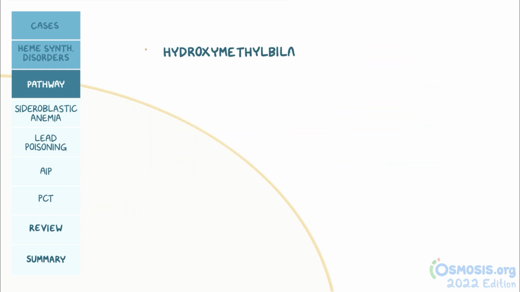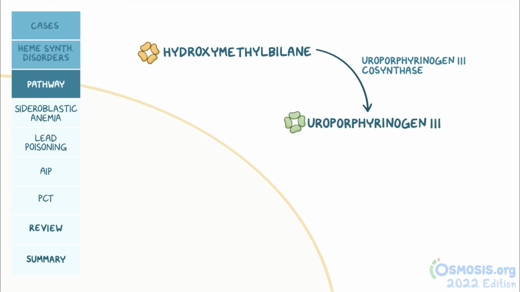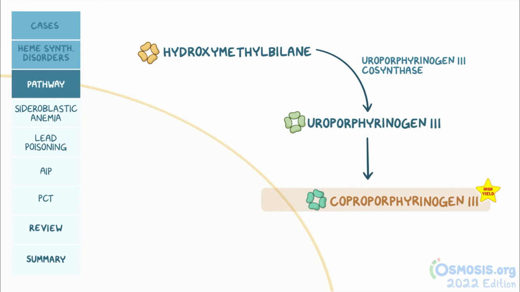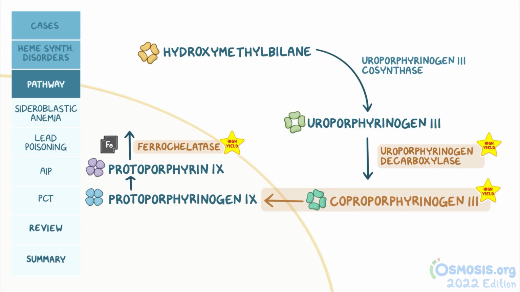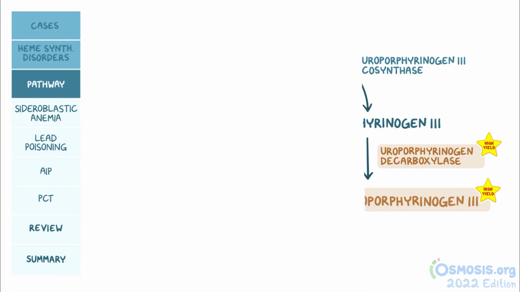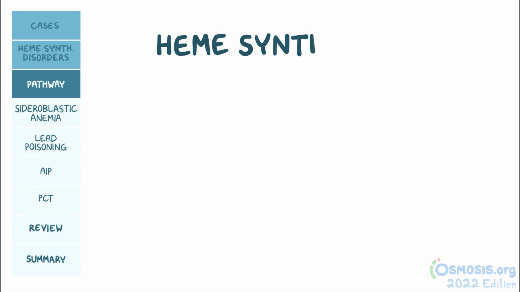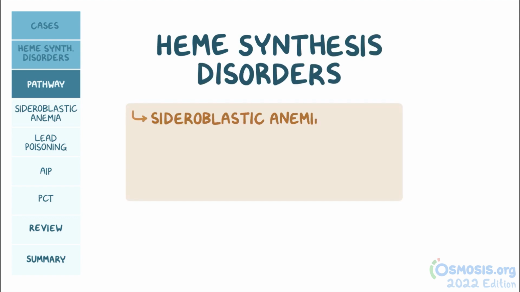Afterwards, hydroxymethylbilane is converted via uroporphyrinogen 3 cosynthase to uroporphyrinogen 3, which is then turned to coproporphyrinogen 3 via uroporphyrinogen decarboxylase. Next, coproporphyrinogen 3 is brought back into the mitochondria and converted into protoporphyrinogen 9, which is then converted into protoporphyrin 9. Lastly, the enzyme ferrochelatase adds an iron molecule to protoporphyrin 9, and now we've got ourselves a complete molecule of heme.